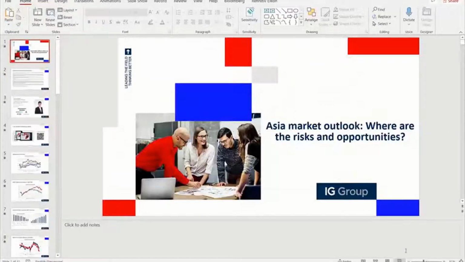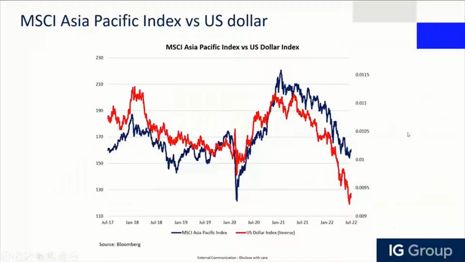So this red line itself is actually the inverse of the US dollar index. So you can see that it somewhat goes hand in hand with the Asia Pacific index itself.